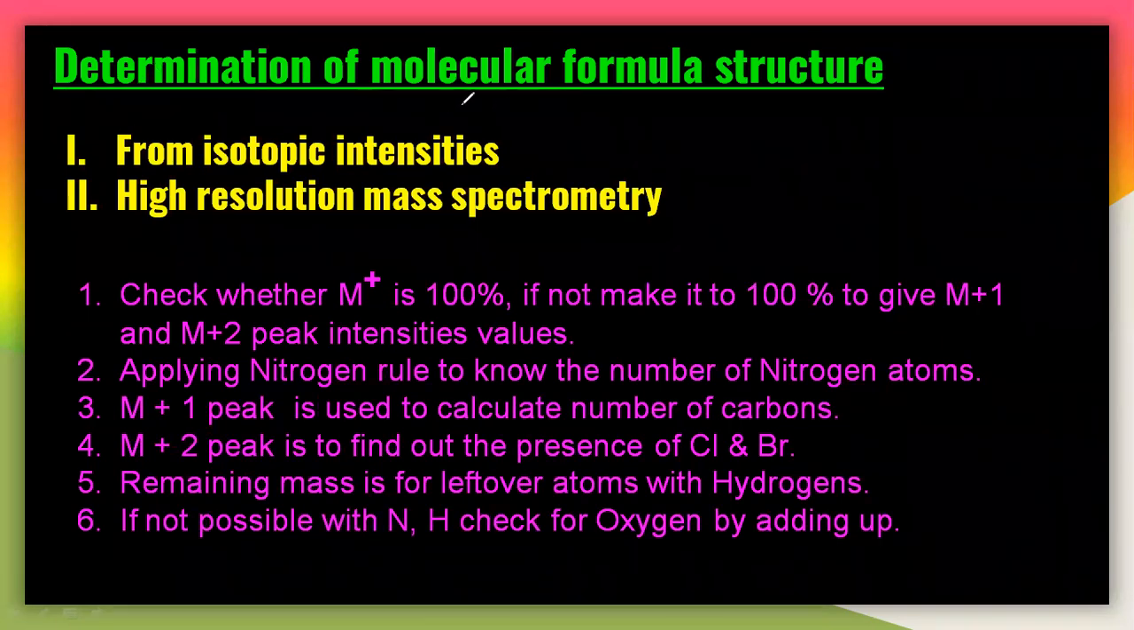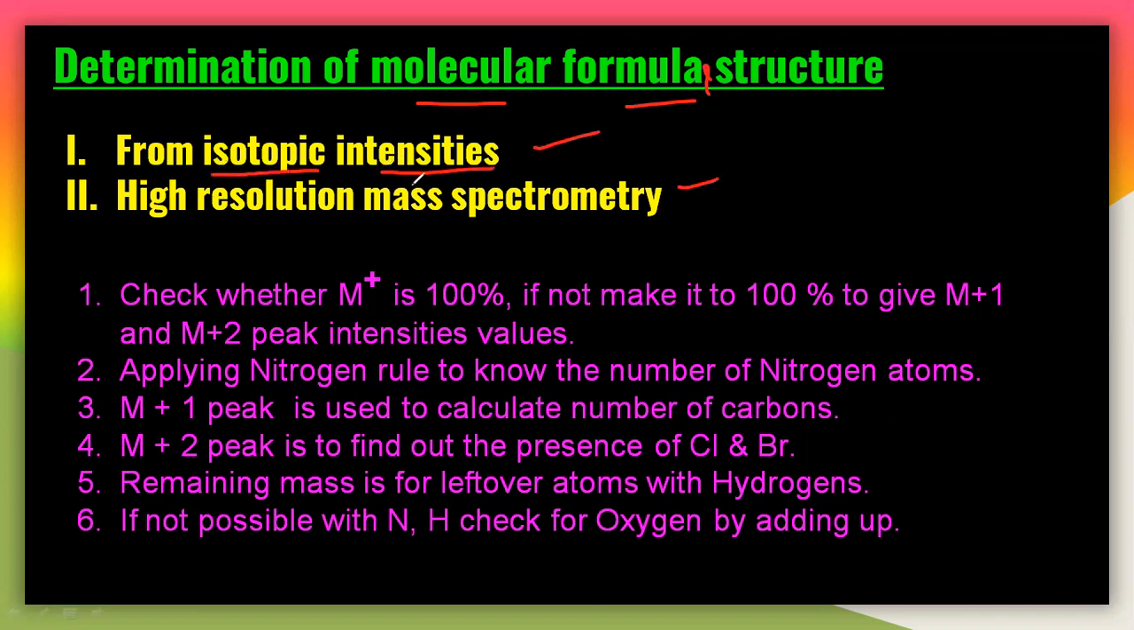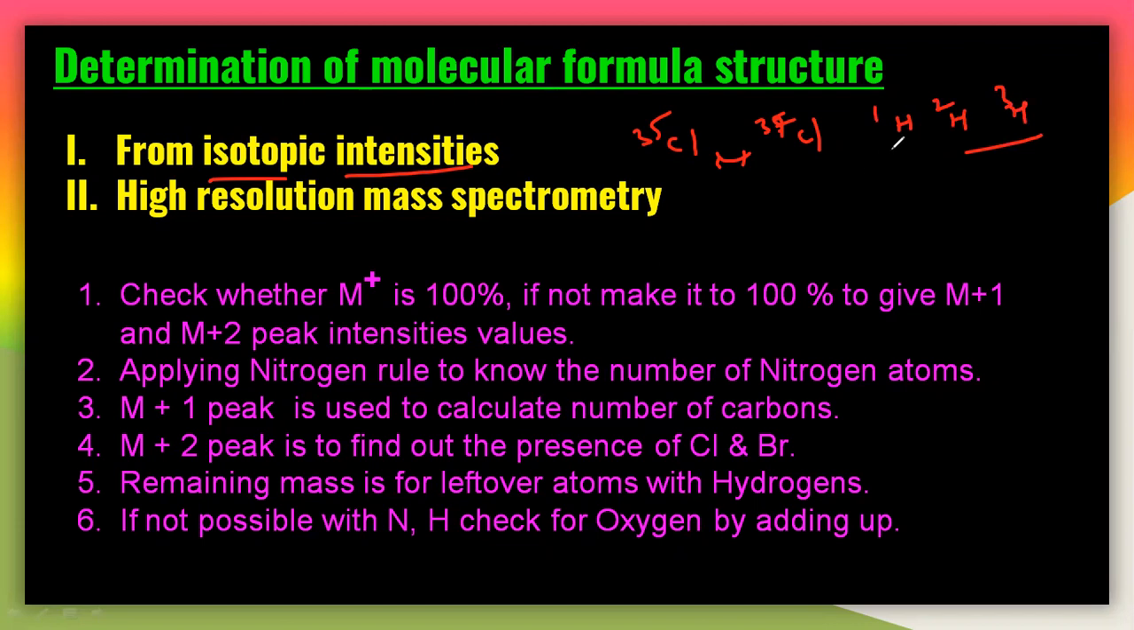Generally we can determine the molecular formula and structure in two ways here: from isotopic peaks and from high resolution mass spectroscopy. So here you have to understand the isotopic intensities. Isotopic intensities, that means what? If you take chlorine, 35 is an isotope, and 37 is also another isotope for chlorine here. So these two are called the isotopes here. For hydrogen, you can take hydrogen 1, hydrogen 2, hydrogen 3, these three are the isotopes for hydrogen here. Now we can determine the molecular formula by using these isotopic intensities here.